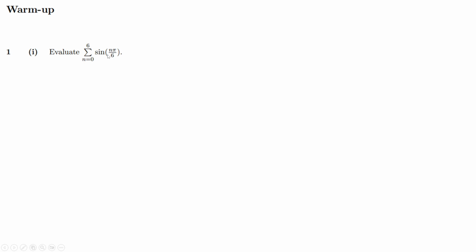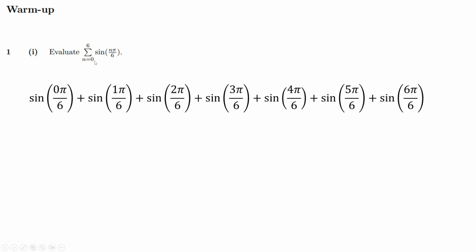So yeah. Question 1. If you've not seen the Sigma notation before, basically it's like a for loop if you've done programming, and you go through and you sum each one up, starting from n equals 0 to 6 inclusive. So it looks something like this. You just plug in values from 0 to 6, and then you just evaluate them all.